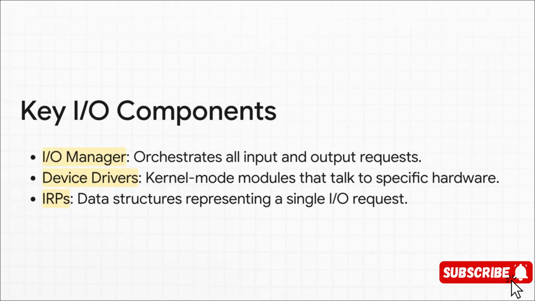So when your application calls a function like read file, the I/O manager in the kernel steps in. It takes that request and wraps it up into this neat little package called an I/O request packet, or an IRP. Then it sends that IRP down a chain of device drivers until it gets to the one that actually knows how to talk to your hard drive.